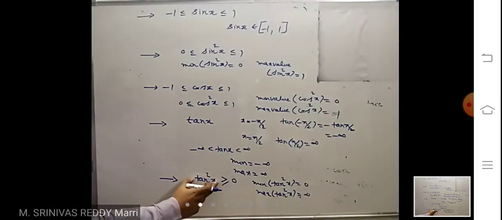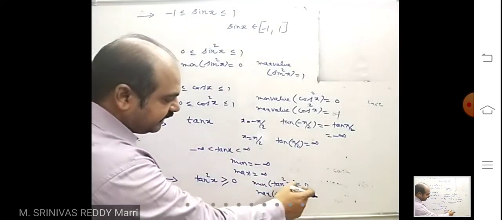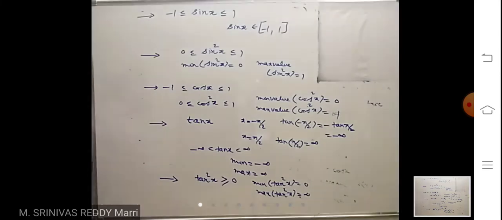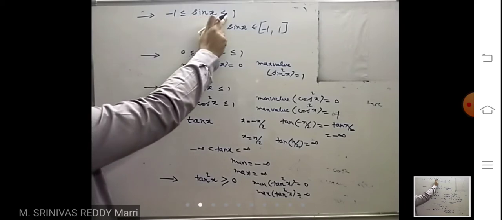Look at this perfect square. The minimum value is 0. The maximum value: if you substitute pi by 2, it will become infinity. That means tan square x is always greater than or equal to 0, so it lies from 0 to infinity. The minimum value is 0 and the maximum value is infinity. Similarly, sin x has minimum value minus 1 and maximum value 1.